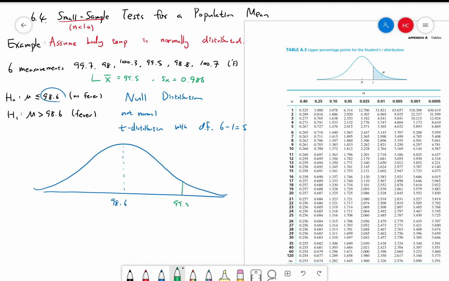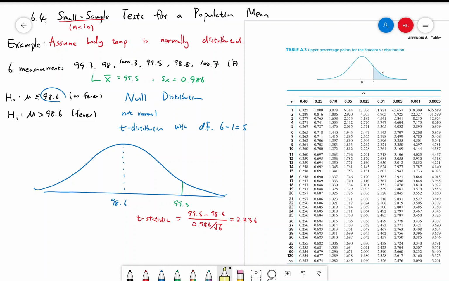So instead of a z-score, what we calculate instead is what's called a t-statistic. But the calculation is exactly the same, so we take the sample mean, subtract 98.6, divided by the standard deviation, which is the sample standard deviation, divided by the square root of sample size. So what we get is 2.236. The difference with the t-table is we don't have all the values we need.